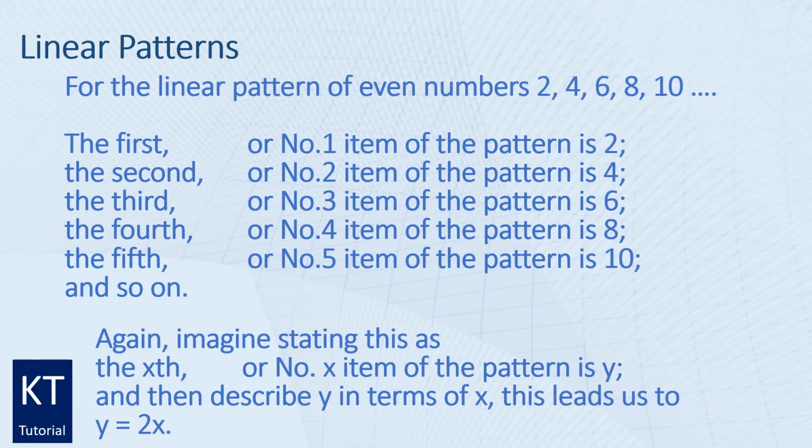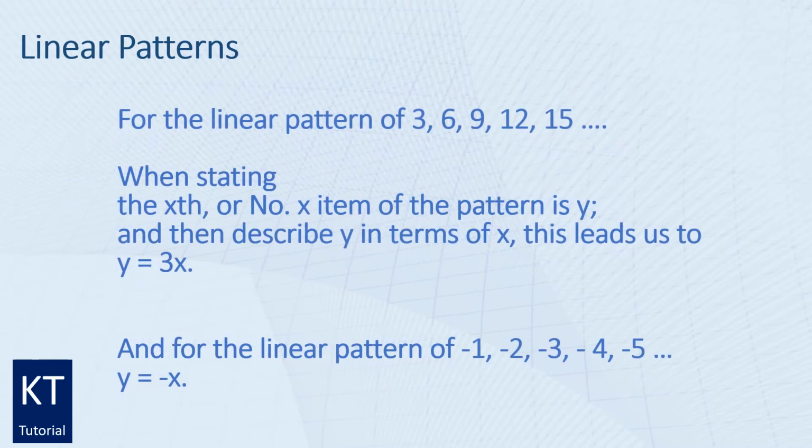In executing the same for the linear pattern of even numbers 2, 4, 6, 8, 10, the first or number 1 item of the pattern is 2. The second or number 2 item of the pattern is 4. The third or number 3 item of the pattern is 6, and so on. Again, imagine stating this as the xth or number x item of the pattern is y, and then describe y in terms of x. This leads us to y equals 2x.